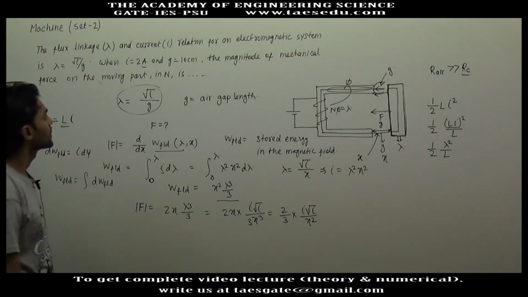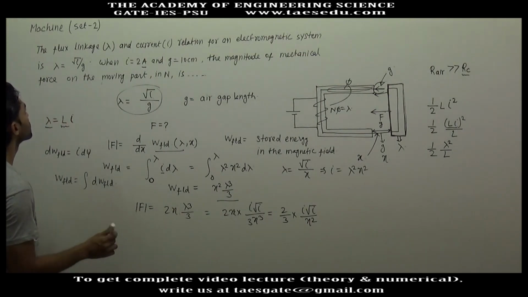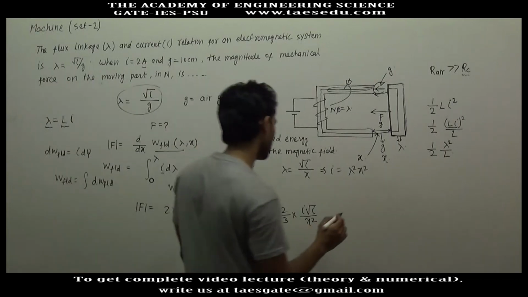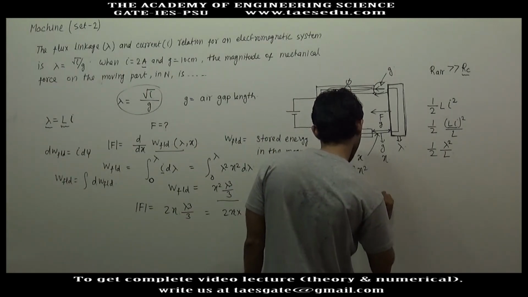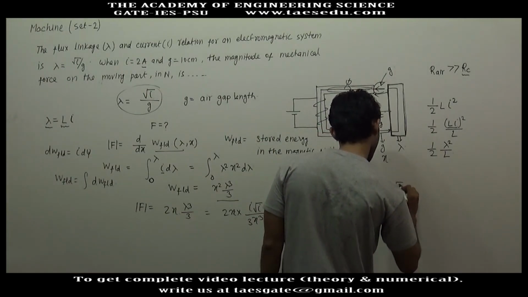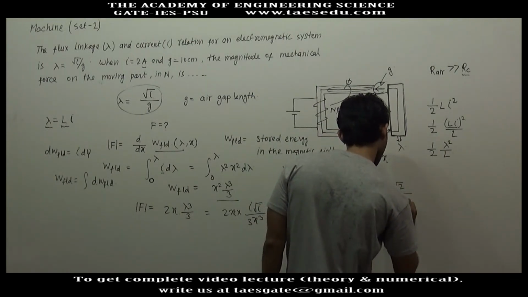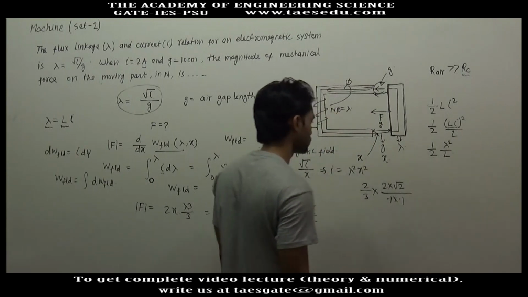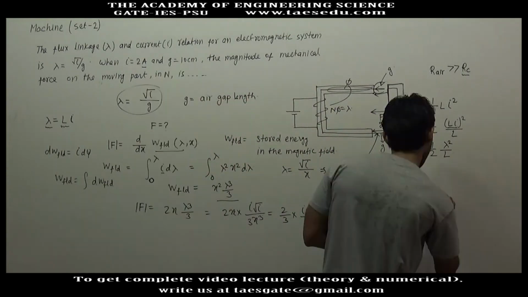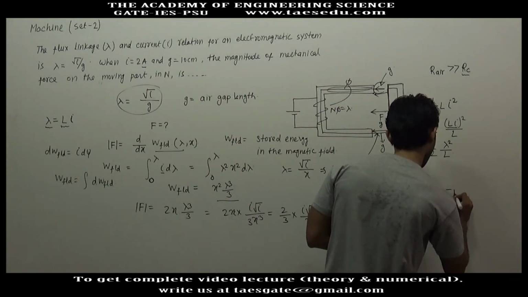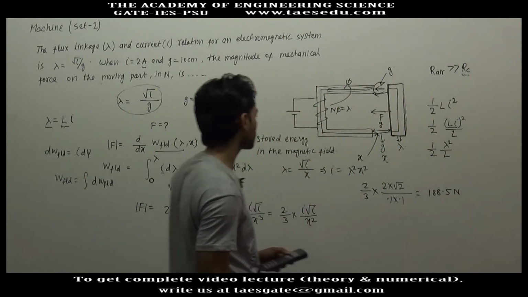Now I is given as 2 ampere and the air gap length is given as 10 centimeter. This will be 2 by 3 into 2 into root 2, the value of current, divided by 0.1 into 0.1. This will be 188.5 Newton.